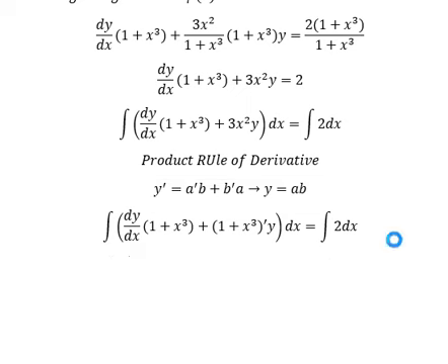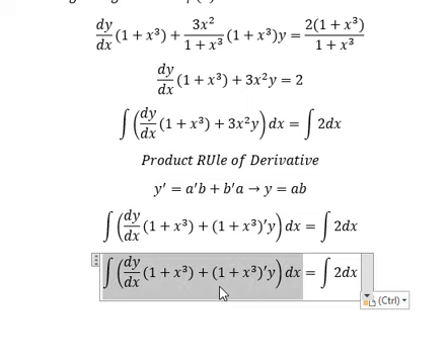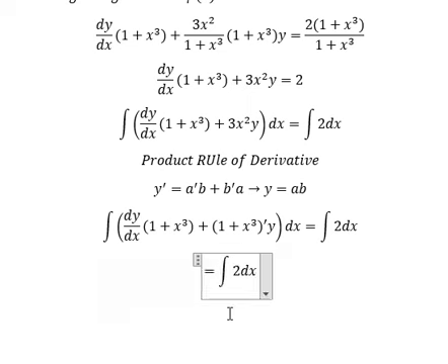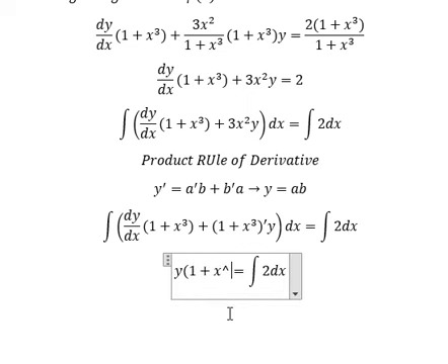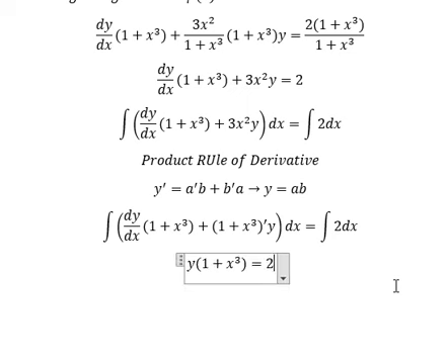So the integration of that one, we have y multiplied by 1 plus x to the power of 3. The integration of 2dx, you got 2x, and I will put c.